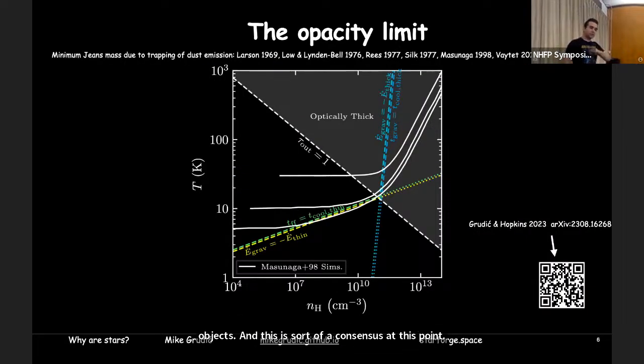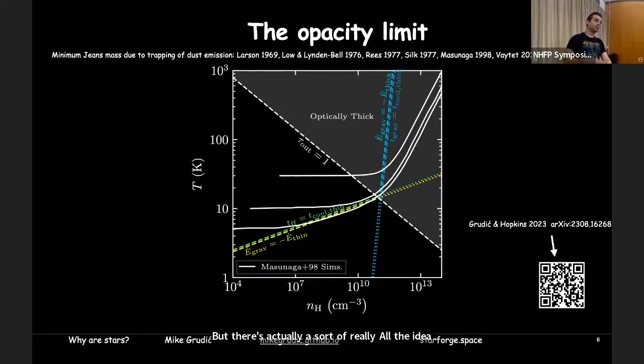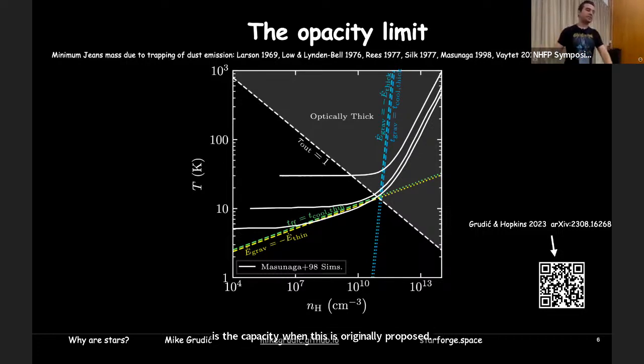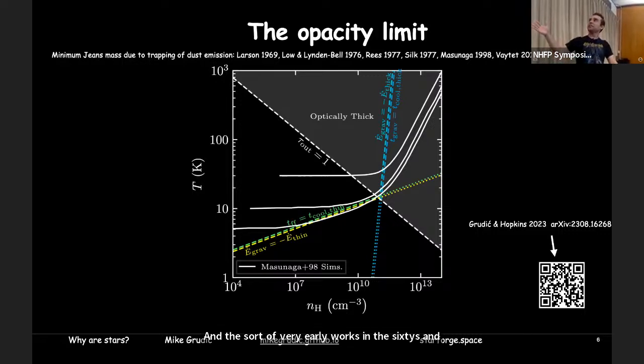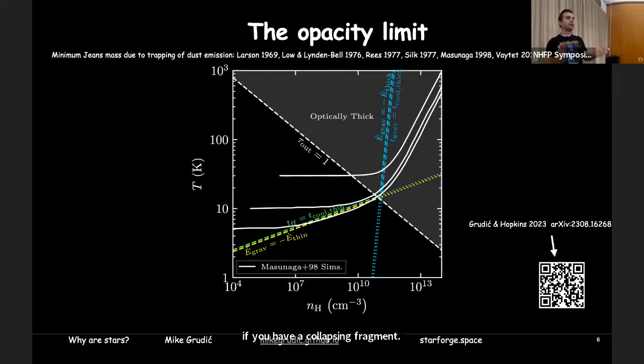But there's actually a really old idea that has enjoyed a revival lately, which is the opacity limit. This was originally proposed in the very early works in the 60s and 70s on star formation. And the idea here is that if you have a collapsing fragment, it'll start off isothermal, but it can't be isothermal forever.